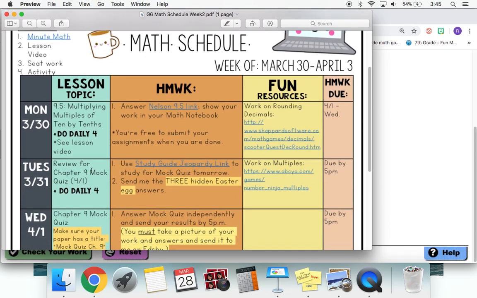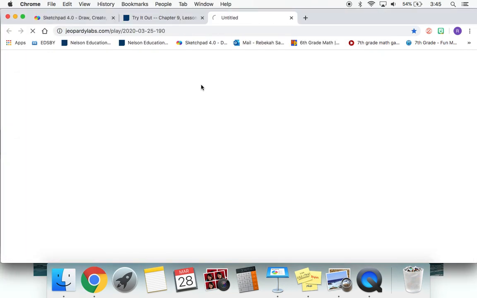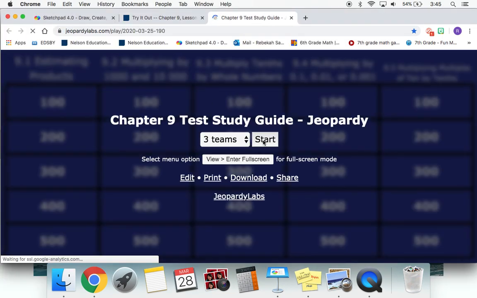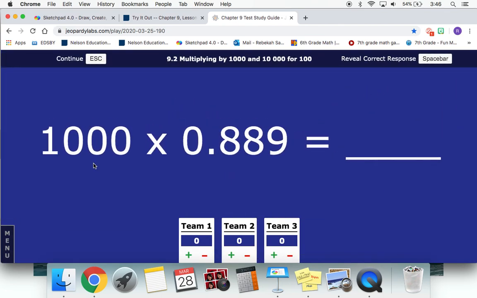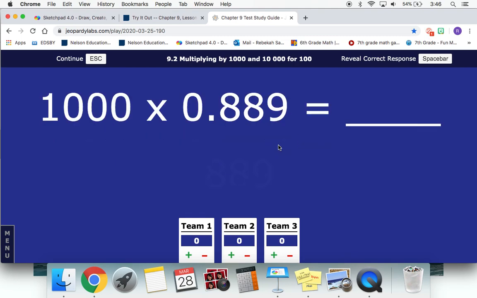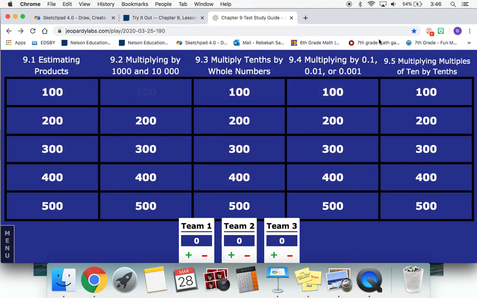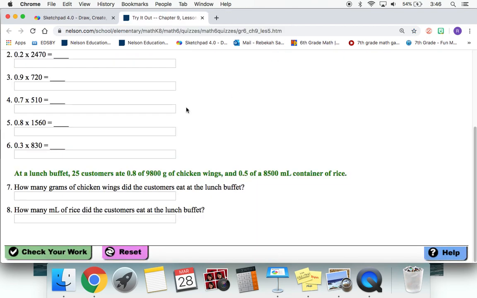Tomorrow, we don't have a lesson. You're just going to review for your mock quiz. And this is how the Jeopardy link is going to look. You guys are going to use this to study. So you have questions 1, 2, 3. So we're going to go 1, 2, 3. Your answer is 889. There you go. So these are all on the test.